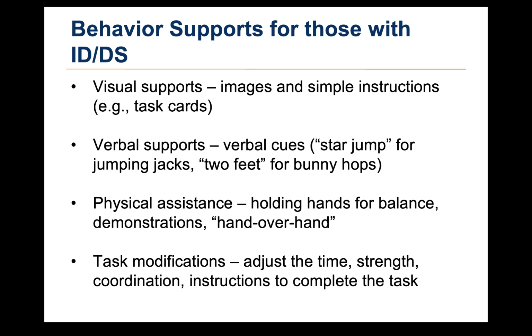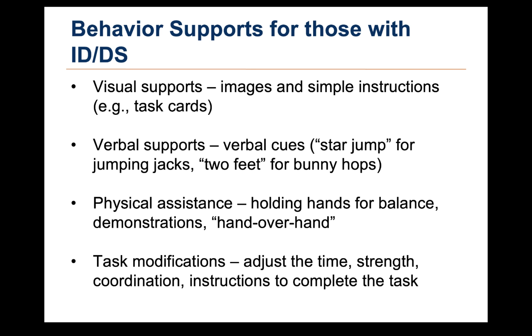The second type of behavioral support are verbal supports. Verbal supports are simple cues that can be used to remind a person about key aspects of the skill. For example, we could say star jumps for jumping jacks because the wide position of a jumping jack looks like a star. Or you could say 2 feet to remind the person to keep their feet together when doing bunny hops. Verbal supports help to reduce the memory demand, especially if the skill has a lot of components or instructions.